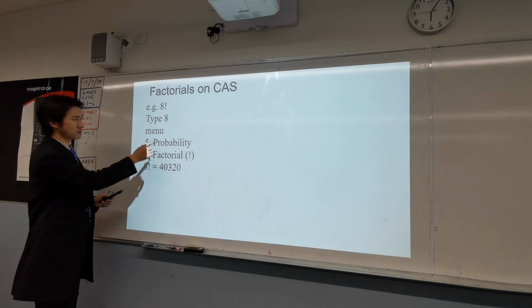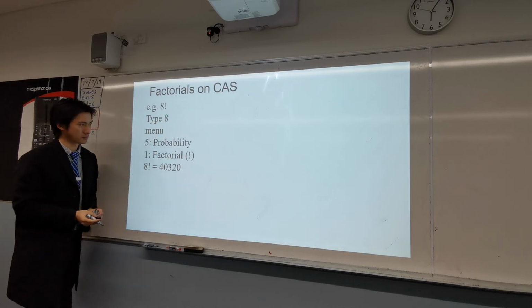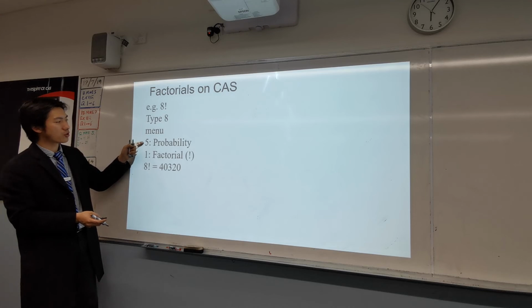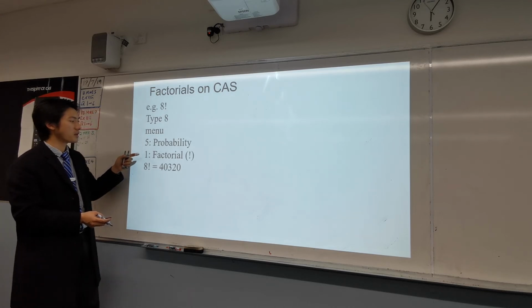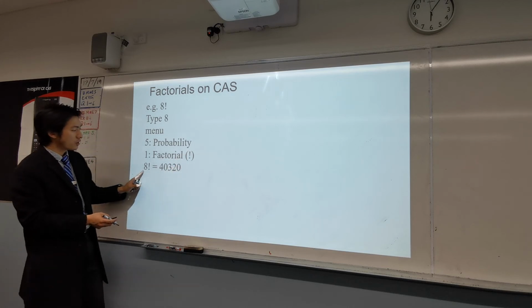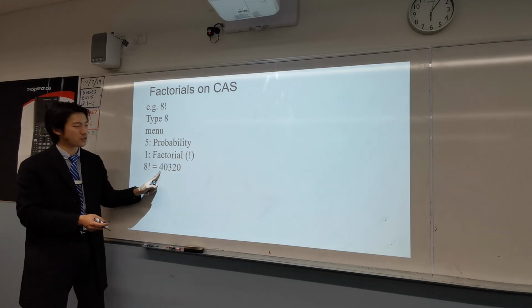So on your CAS, in the calculator program, you first type 8. Then to access factorial, you press menu, then go down to option 5, probability, then press option 1, factorial. That gives you your factorial symbol. You'll see 8 factorial in your calculator screen, and if you press enter, it gives you the number right away.